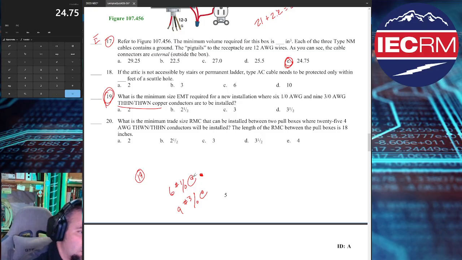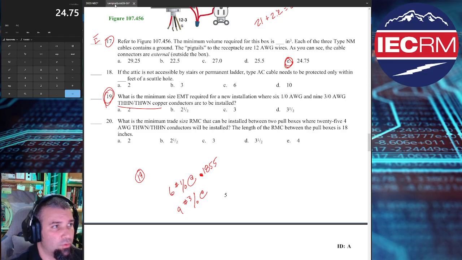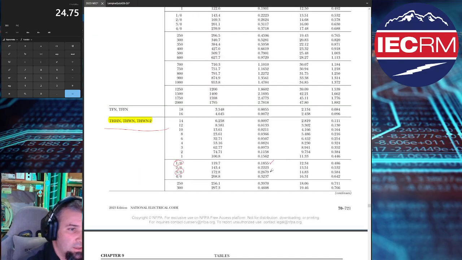1/0 comes in at 0.1855. Okay, and 3/0 is going to come in at 0.2679.